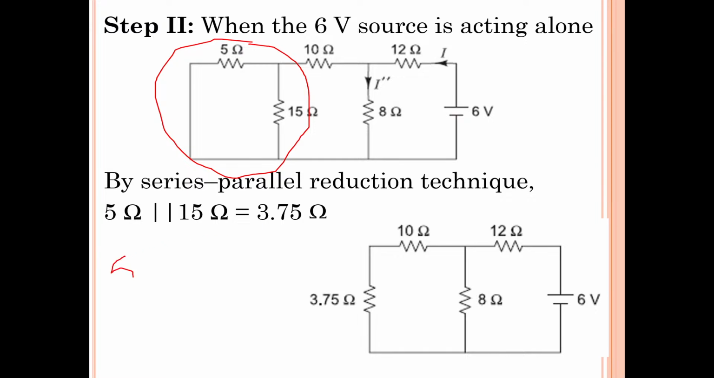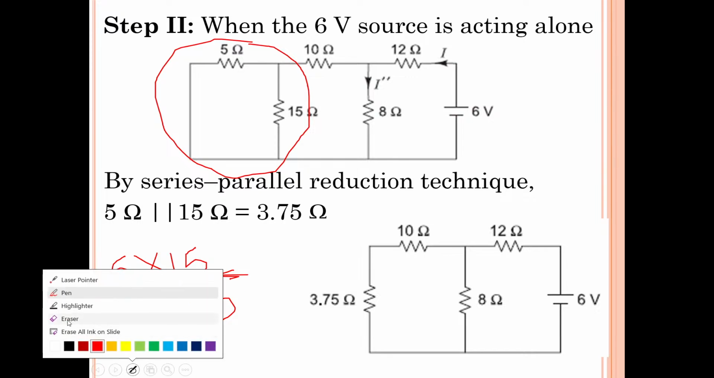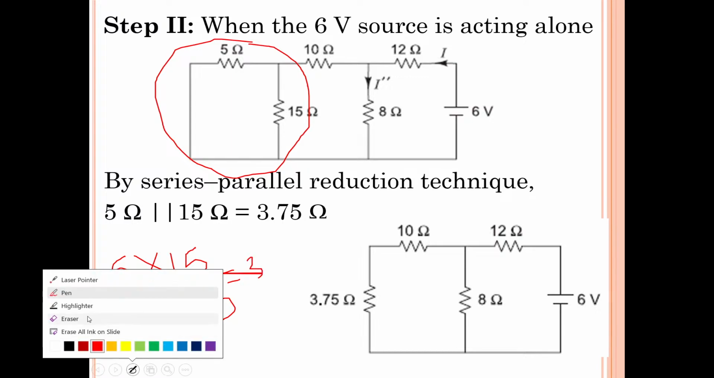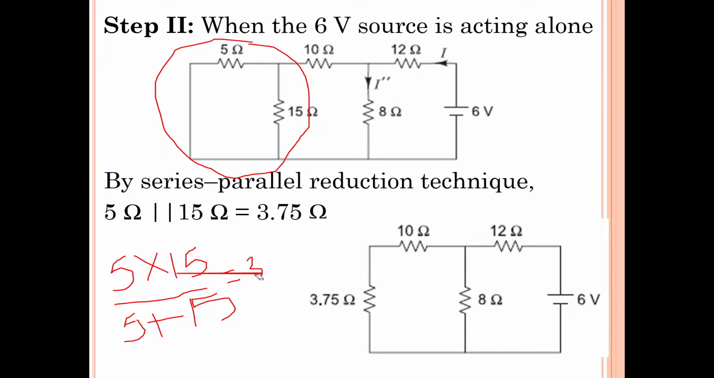Equivalent of that parallel combination is 5 into 15 divided by 5 plus 15. 5 into 15 divided by 5 plus 15, what do you get? 3.75 ohms. You will get 3.75 ohms.